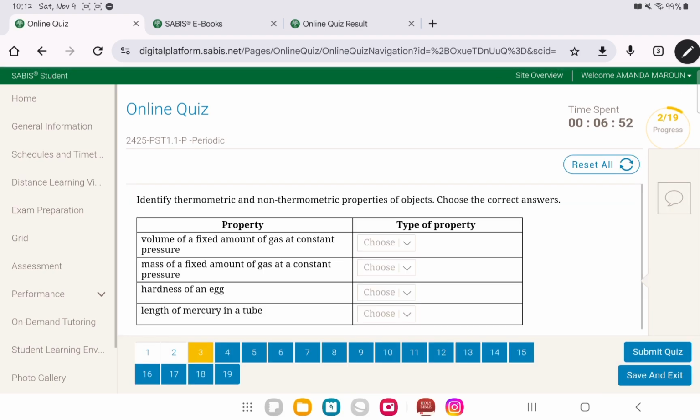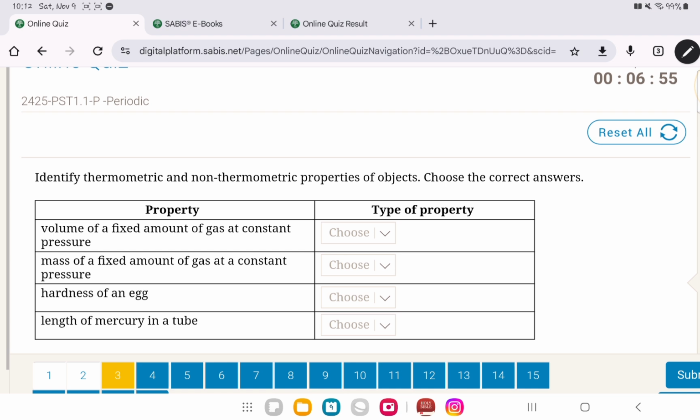Now we move on to question number 3. We need to identify thermometric and non-thermometric properties of objects. Remember, thermometric properties are properties that change with a change in temperature. So as long as you change the temperature and it stays changing, then it is a thermometric property.